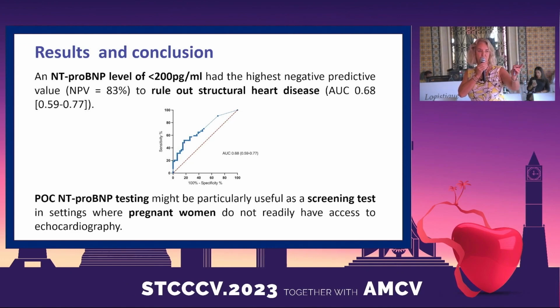So the finding of the study is that the NT-proBNP testing might be particularly useful as a screening test in settings where pregnant women do not easily have access to echocardiography.